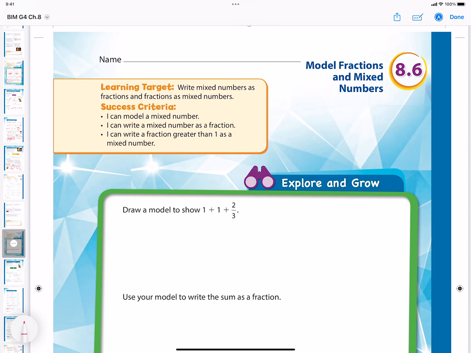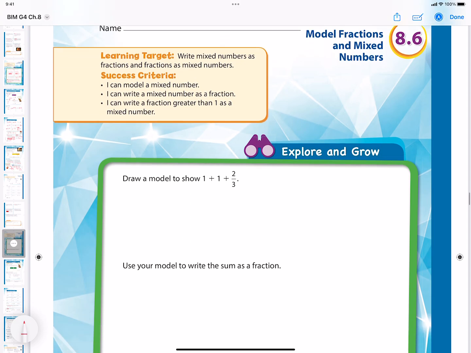Hello my fourth graders, this is our lesson 8.6, model fractions and mixed numbers. Our target is to write mixed numbers as fractions and fractions as mixed numbers. Let's take a look at our criteria. I can model a mixed number and I can write a mixed number as a fraction. I can write a fraction greater than 1 as a mixed number.